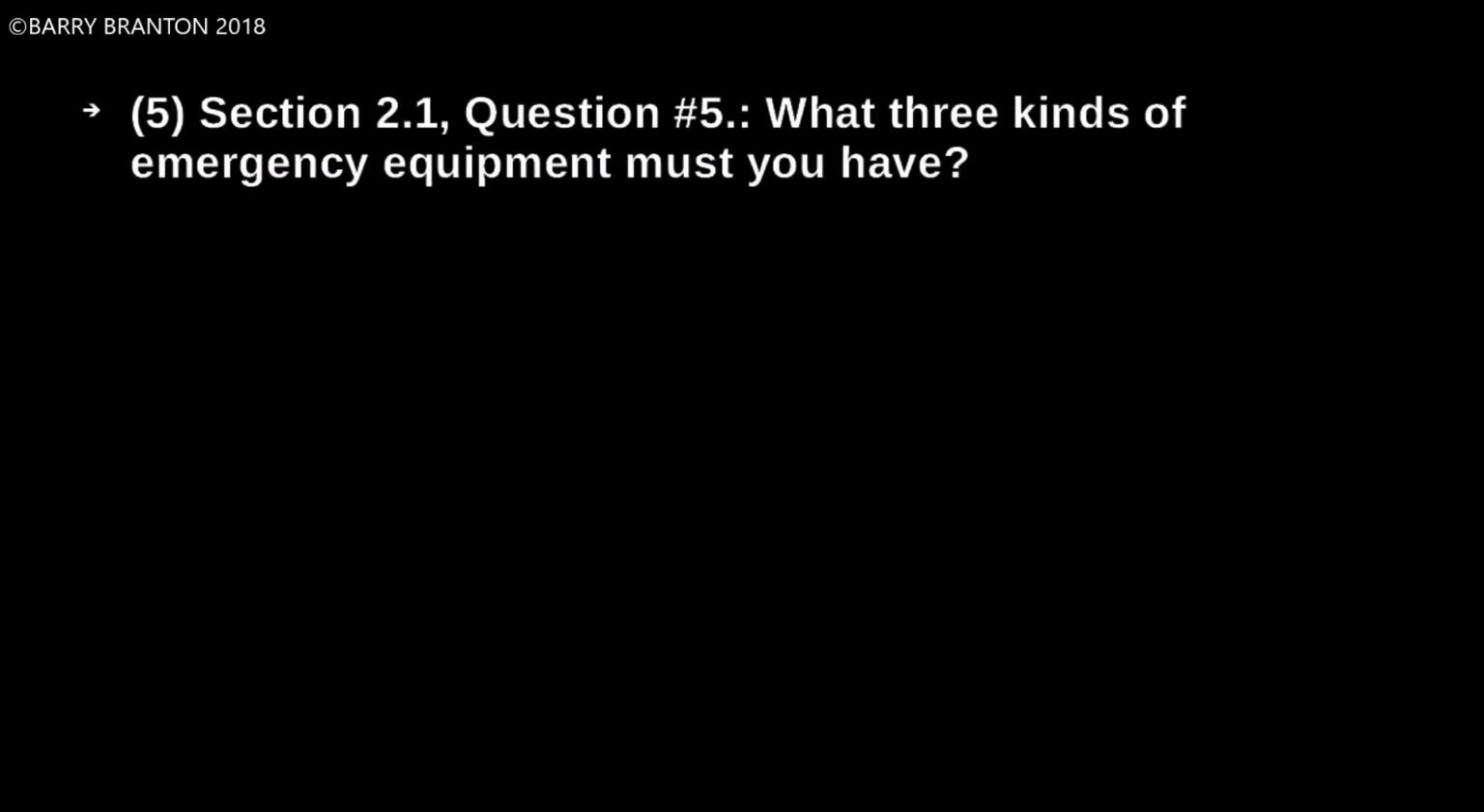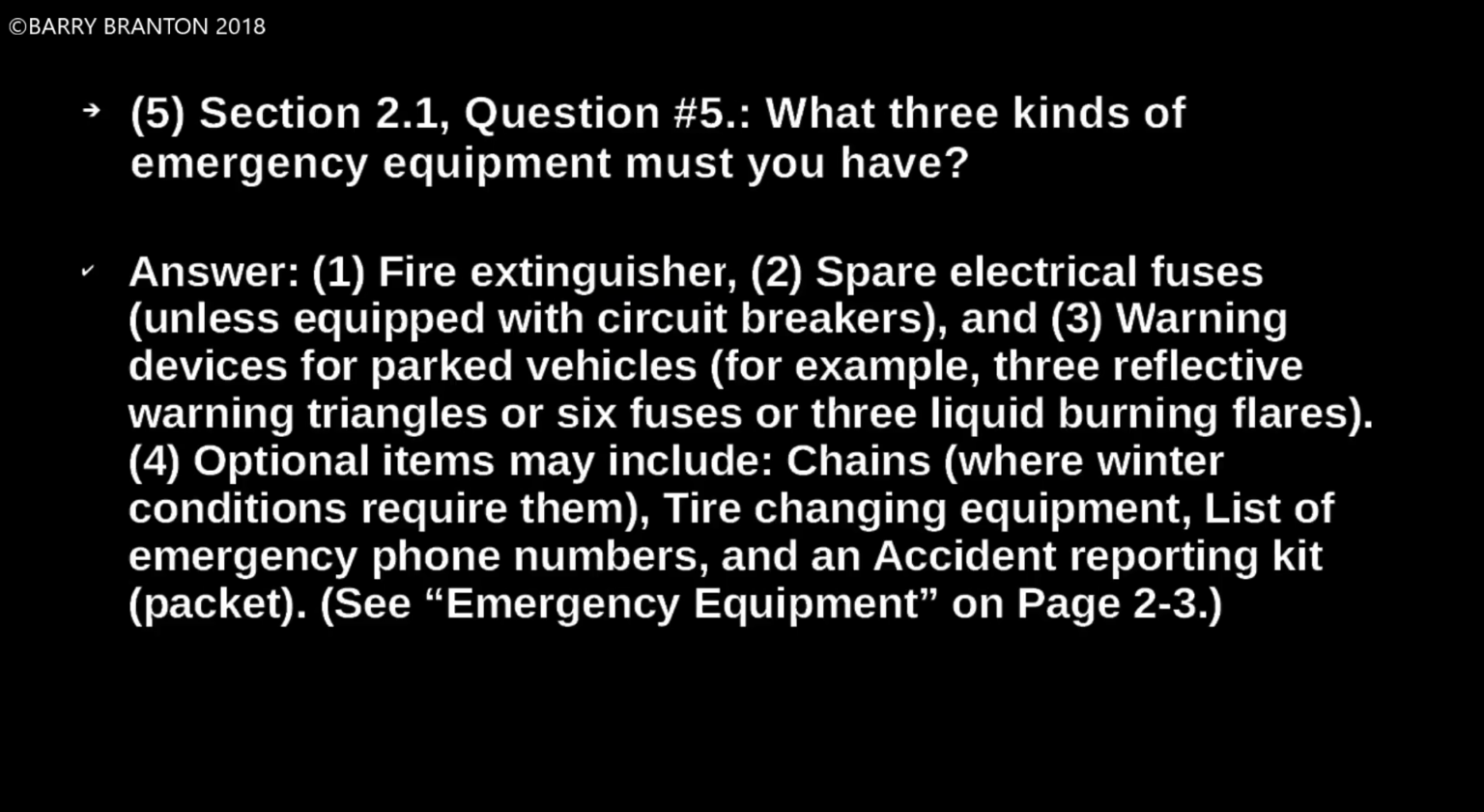What 3 kinds of emergency equipment must you have? Fire extinguisher. Spare electrical fuses, unless equipped with circuit breakers. Warning devices for parked vehicles. For example, 3 reflective warning triangles, or 6 fuses, or 3 liquid burning flares. Optional items may include chains, where winter conditions require them, tire changing equipment, list of emergency phone numbers, and an accident reporting kit or packet.